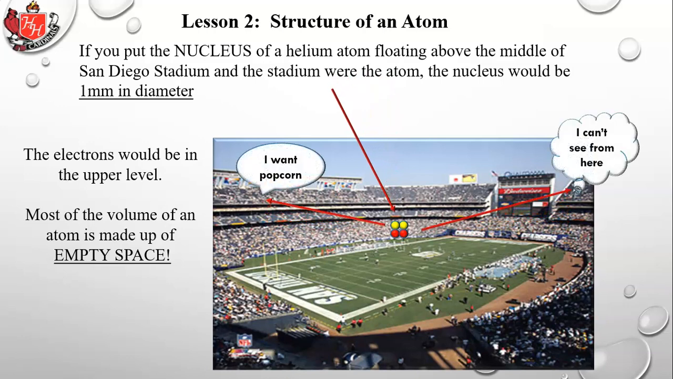But it would be located right above the middle of the field, and the electrons would be way out, way up in the upper deck or outside of it. So you can see that most of that would be empty space in between the electrons and the nucleus.